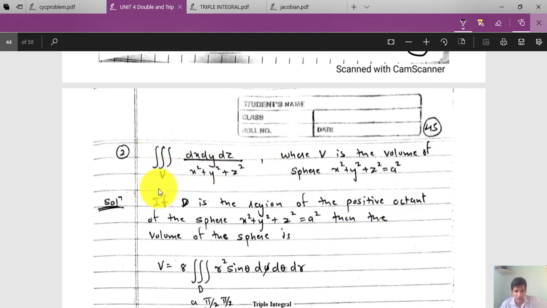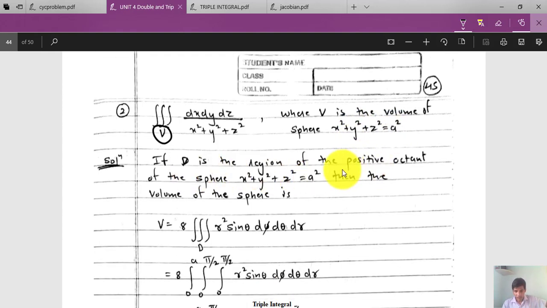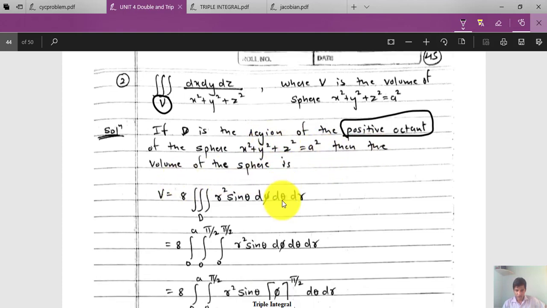See here it is given as this is volume, okay, so I need to find the integral of dx dy dz divided by x square plus y square plus z square, where V is the volume of the sphere. So the volume of the sphere, that is x square plus y square plus z square is equal to a square. If D is the region of the positive octant, the very first thing when you hear positive octant is that you need to find the complete volume. If D is the region of the positive octant of the sphere x square plus y square plus z square equal to a square, then the volume of the sphere is, okay.